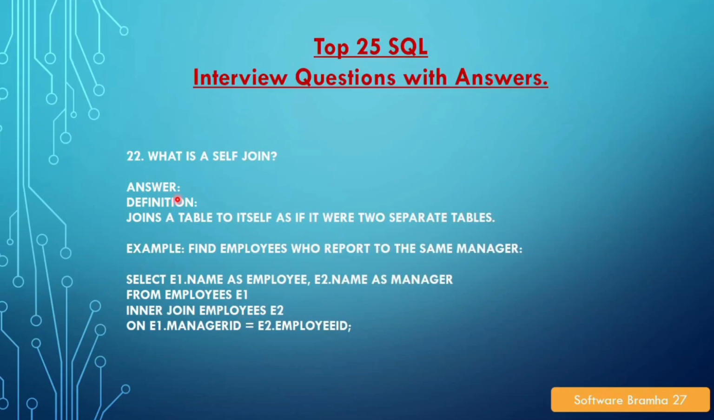Next question. What is a self join? Joins a table to itself as if it were two separate tables. Example, find employees who report to the same manager. The query is select E1.name as employee, E2.name as manager from employees E1 join employees E2 on E1.manager_ID equal to E2.manager_ID. So here the table name is same, employees and employees. So the same table is joined to itself. So it is a self join, and this query will find all the employees who report to the same manager. Next question.